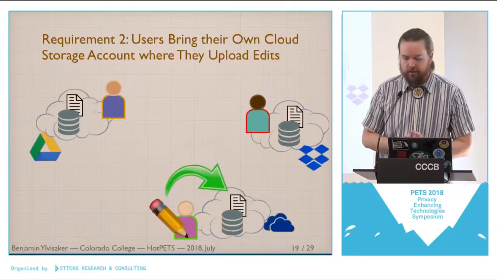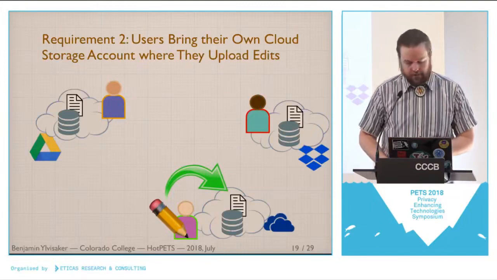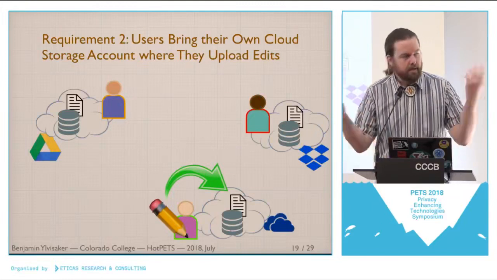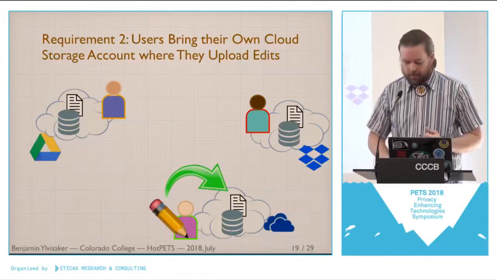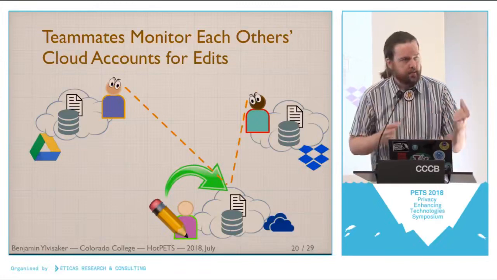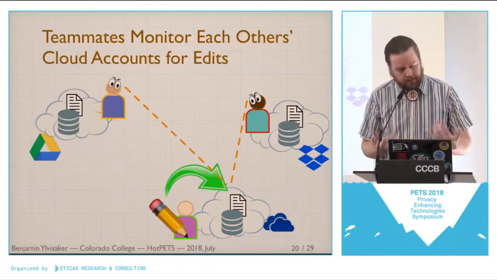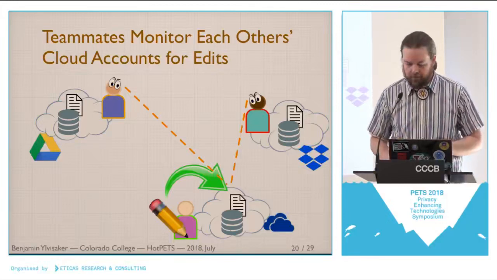So the other piece that I'm assuming is that they have some kind of commodity cloud storage account. And so then the users are going to upload their edits, encrypted of course, to their own commodity cloud storage account, and then their teammates will monitor everybody else's cloud storage account to get those edits and then integrate them into their own copies of the team's database or document or whatever it is.